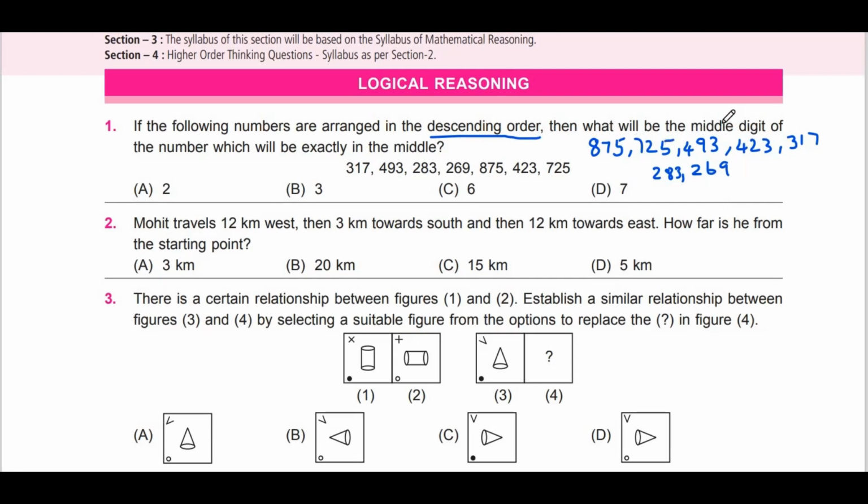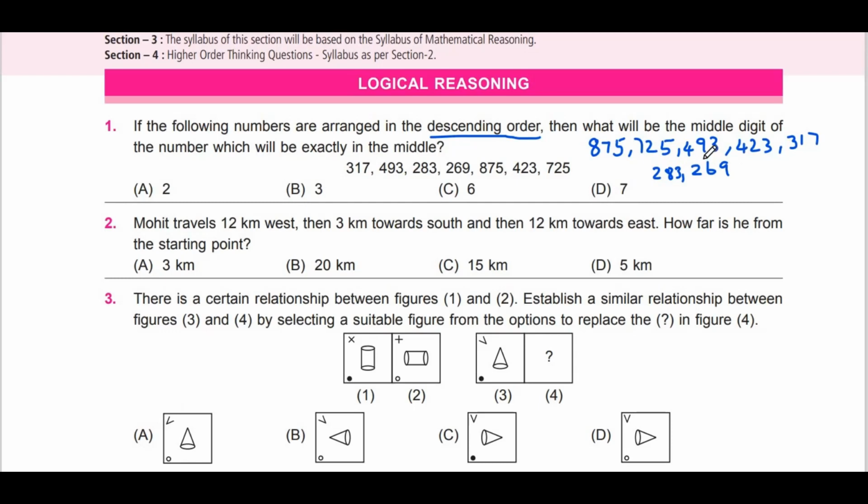Now they are asking you which is the middle digit here. Middle digit of the number which is exactly in the middle. So they are asking us to find the middle number. So let's see which is the middle number here. So this one, we count the numbers first. 1, 2, 3, 4, 5, 6, 7. So we have 7 numbers.